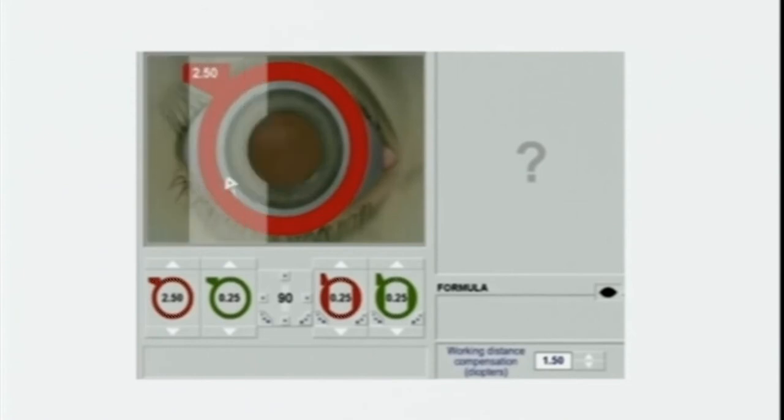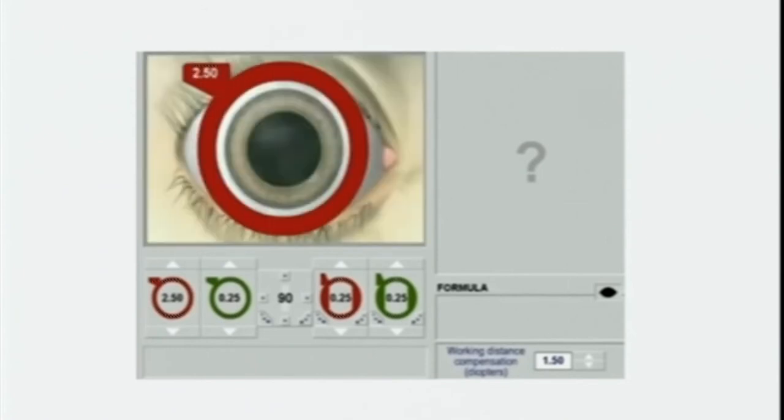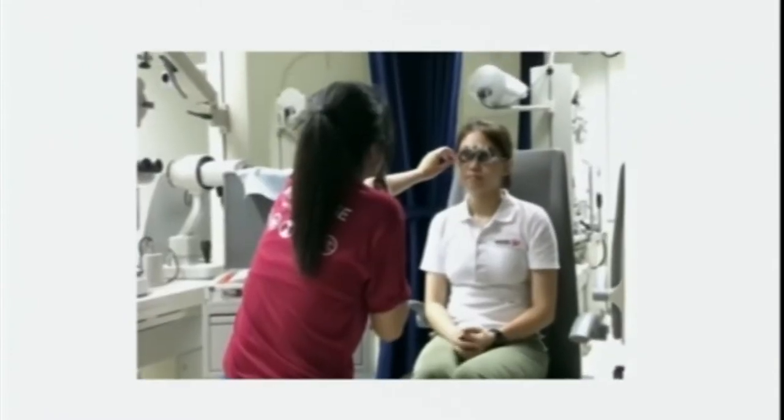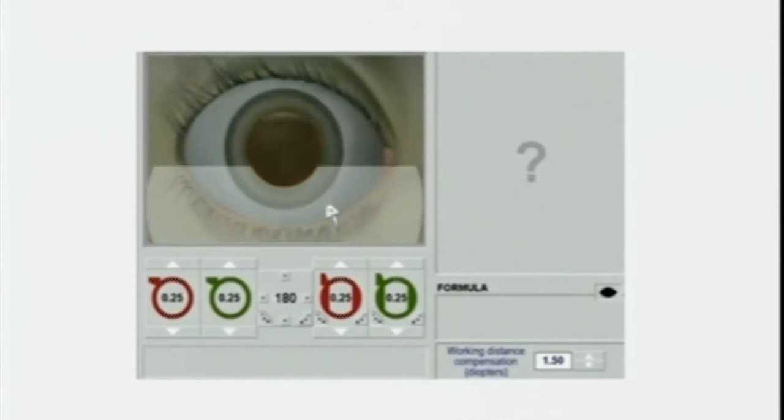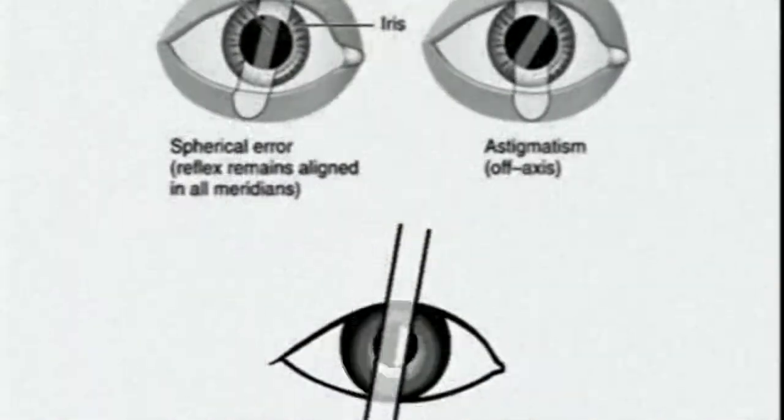So they reduce it. At 2.5, you can see the pupil is illuminated, isn't it? So minus 2.5, 90 degree. So like that, you sit and do the retinoscopy. So you change the axis and then start doing. Okay. So this is the way you do this thing.